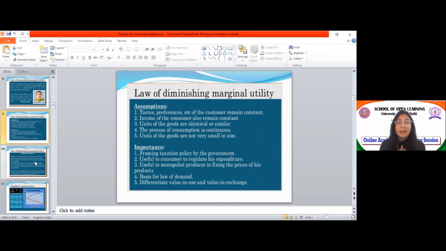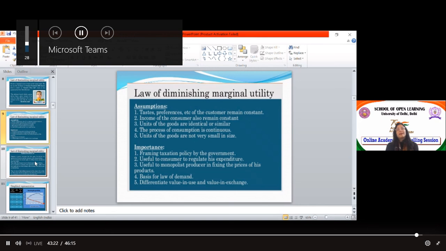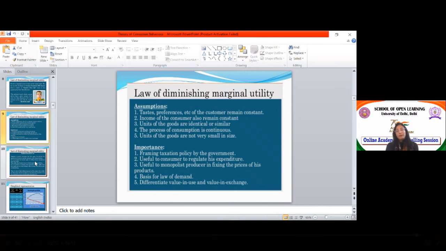So the importance is framing the taxation policy of the government. Taxation policy में क्यों कहती है? If there is an increase in taxation, then what kind of marginal utility will you be having from your extra unit of taxation? Like obviously when your tax will increase, you will have to give up more and more income, and then you don't want to do that. So useful to the consumer to regulate his expenditure, and useful to the monopolist producer to fixing the price. Also the basis of the law of demand, differentiate value in use and value in exchange. So normal importance है law of diminishing marginal utility का.